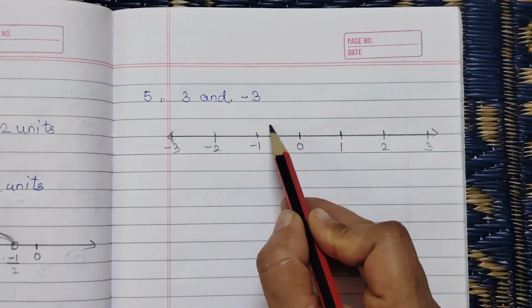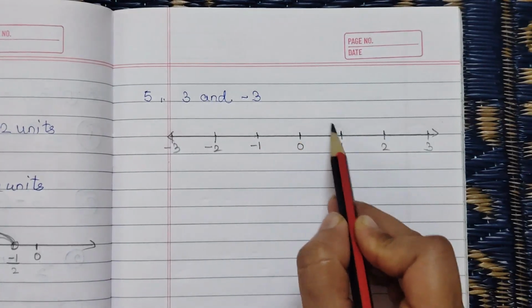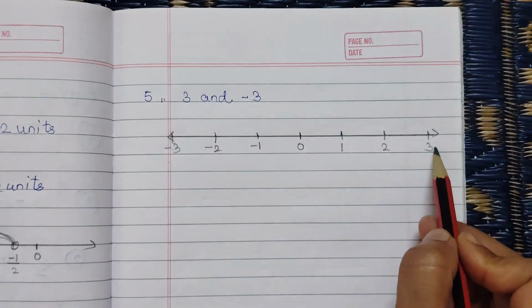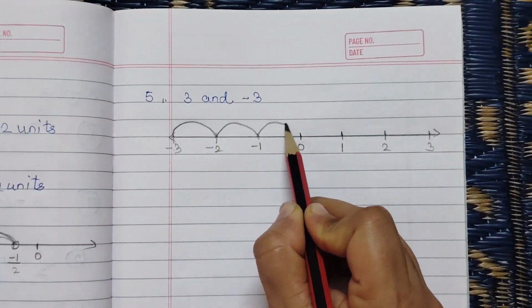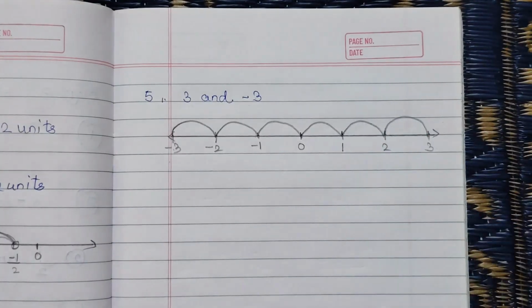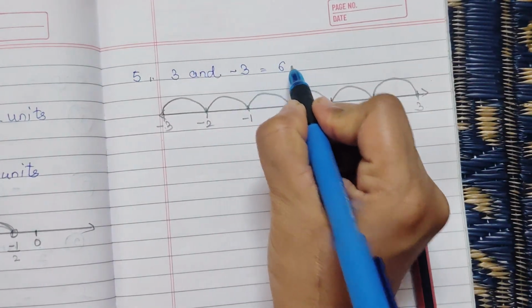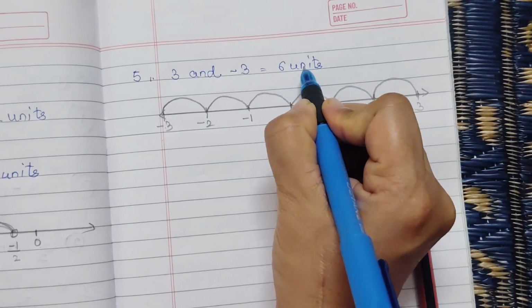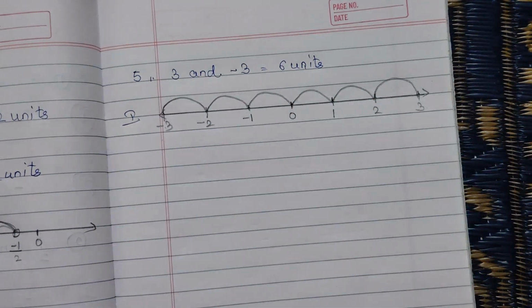So this is 1 unit. This is one distance. Okay. 1 unit. This is 1 unit. Got it? So we start from minus 3 till here. So it's 1, 2, 3, 4, 5, 6. So what we got? 6 units. So answer is 6 units. Got it? This is the first method we did.